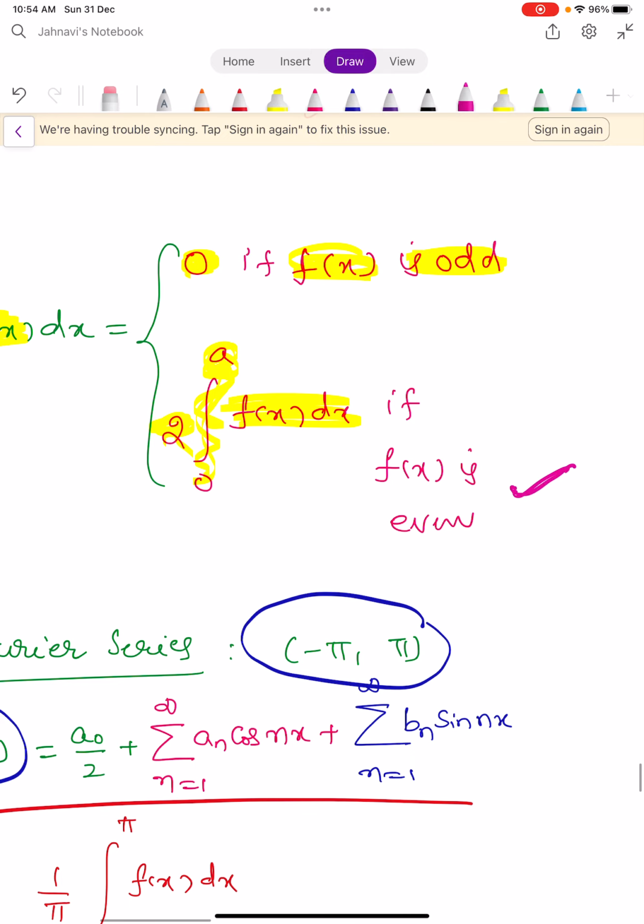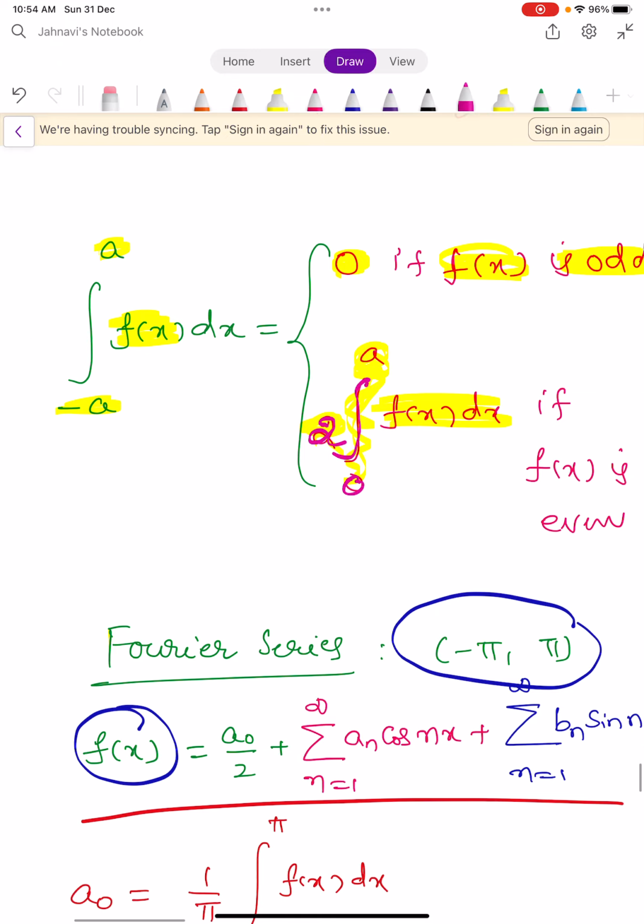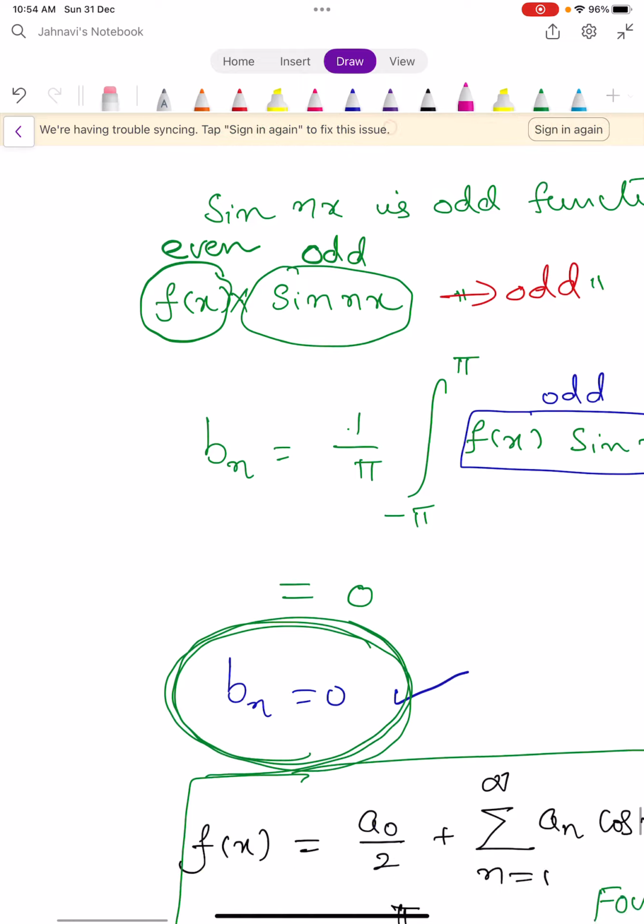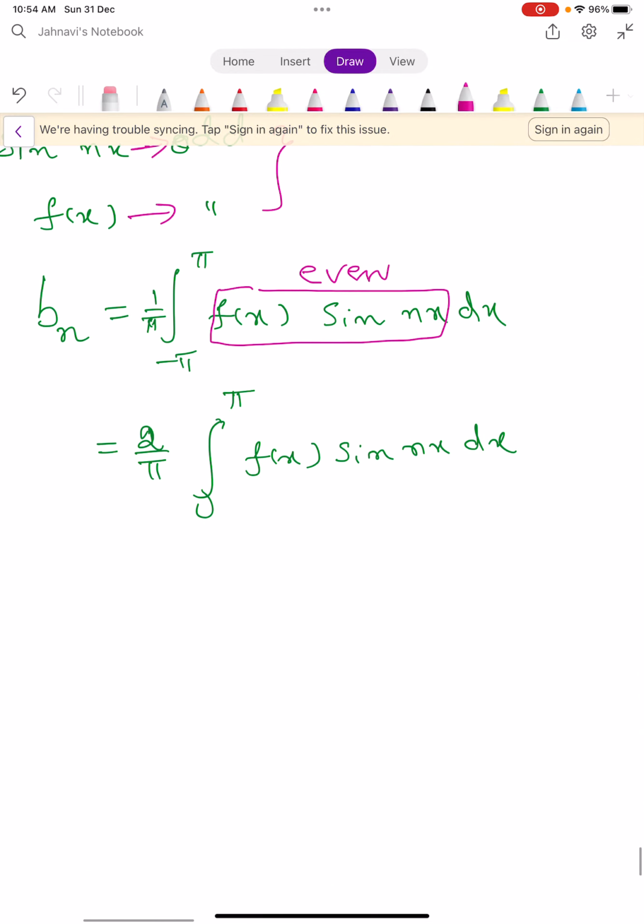If f of x is an even function, then you get 2 integral 0 to a f of x dx. So whenever the integrand is even, that integral is well defined. So here also this integrand is even. That's why it can be written as 2 by pi integral 0 to pi f of x sin nx dx.